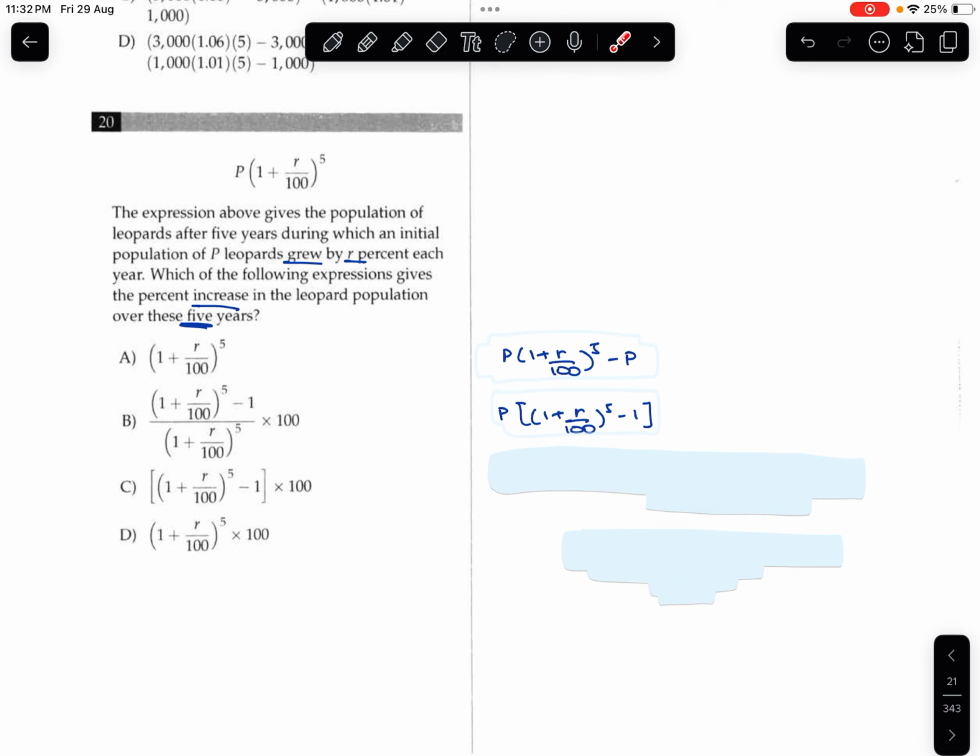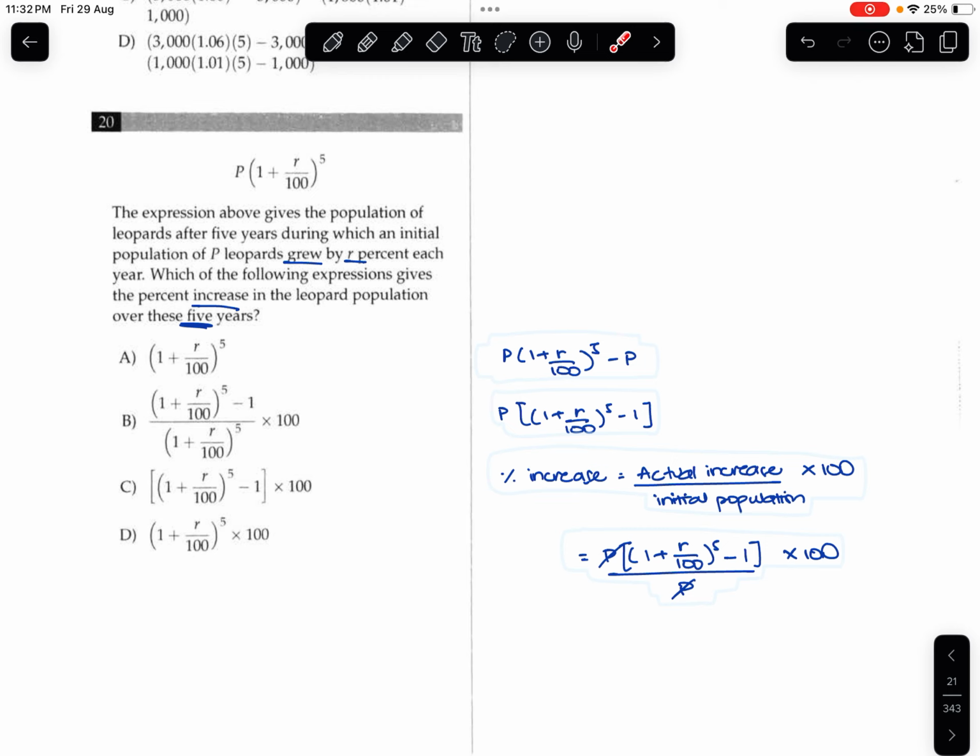So if we factor P out, we will get this. And then the formula for percentage increase, as I'm sure all of you know, is actual increase over initial population. So this is our actual increase and our initial population is P. So if you put that all together, the P's cancel out and you times it by 100 to get percentage increase. And the correct answer would be option C here. I'm sure you guys were wondering, why is there no P? That's because in the percentage increase formula, the P's get cancelled.